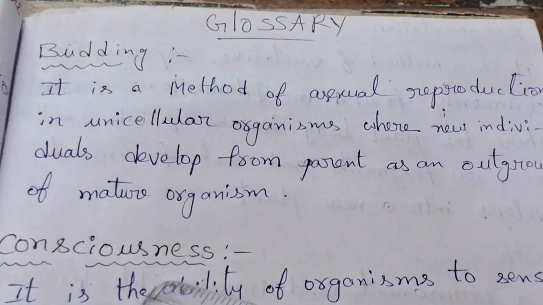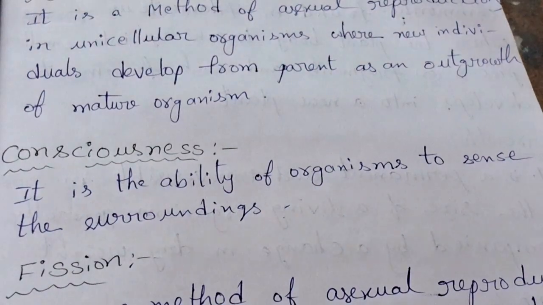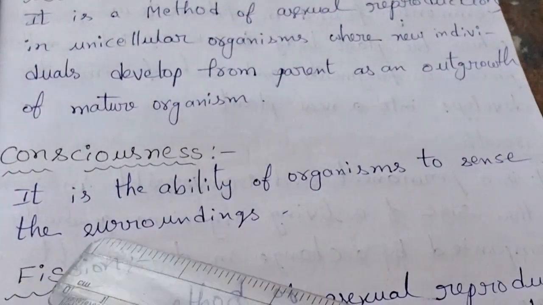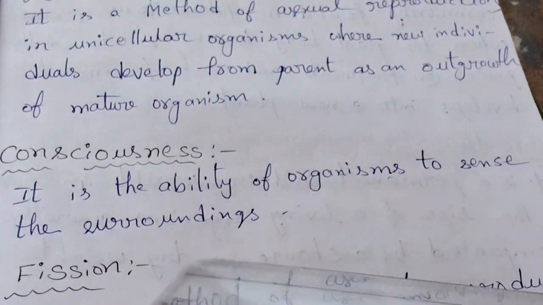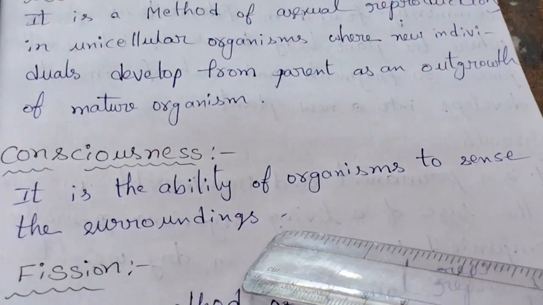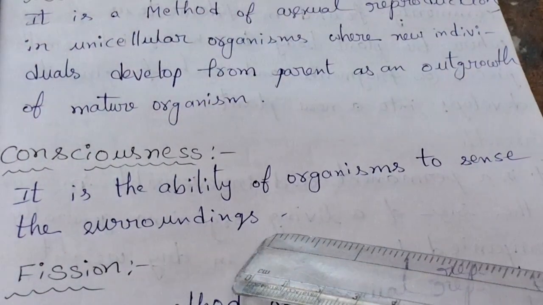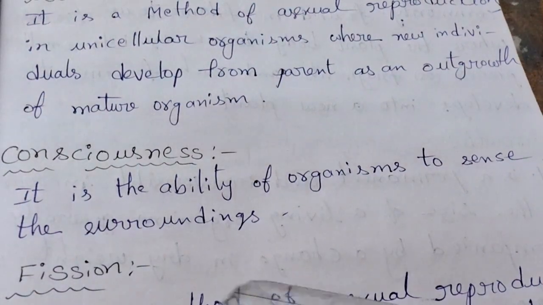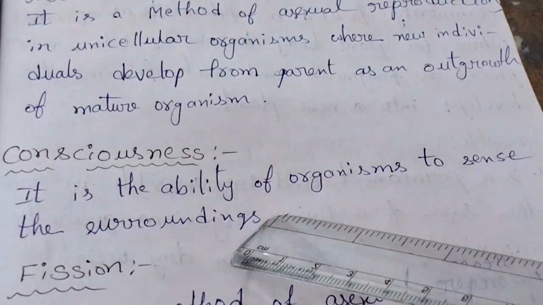Next one, consciousness. What is the meaning of this word? It is the ability of organisms to sense the surroundings. So on this earth, all organisms have the ability to sense what happens in our surroundings. This is about consciousness.